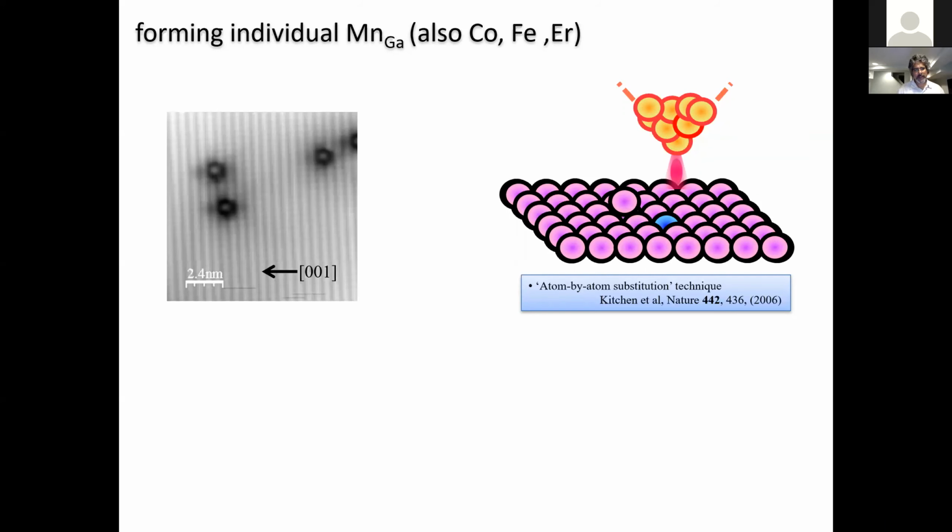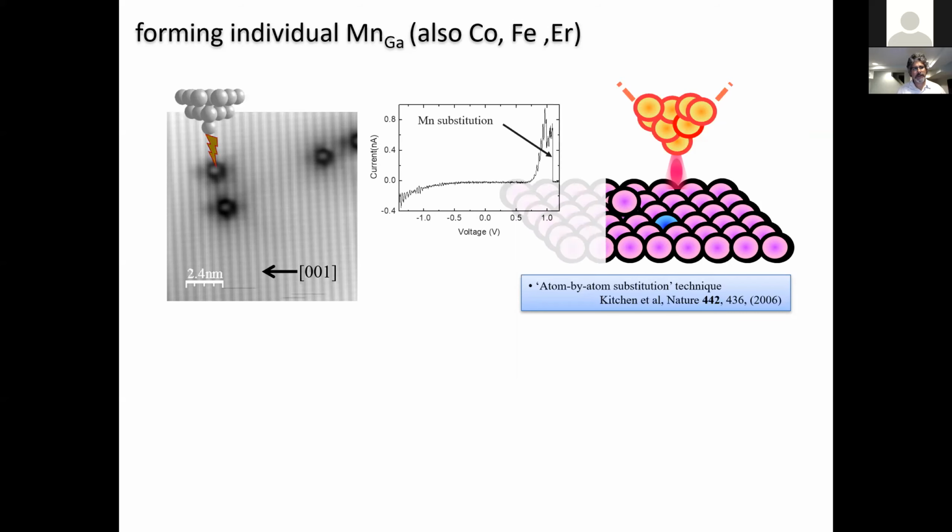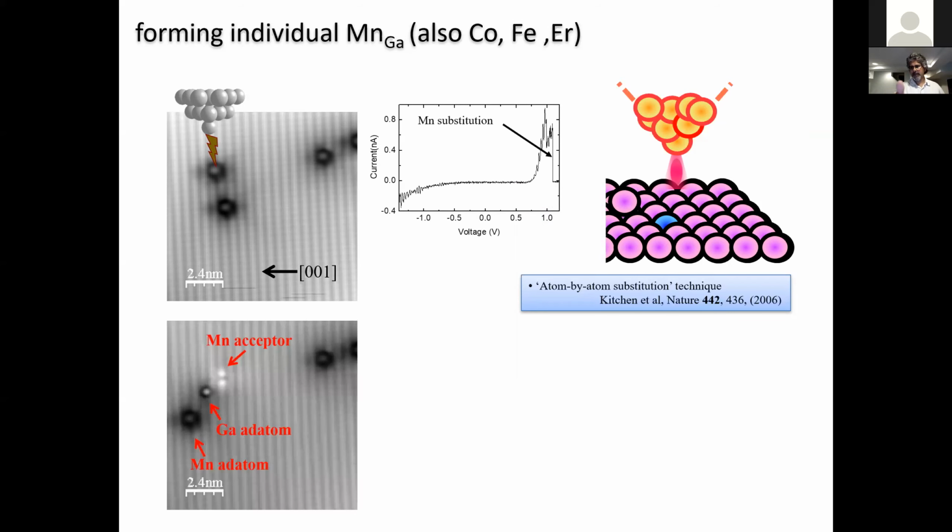This is an example where we took these 3 manganese atoms. Right now they're sitting on top of the surface. If you zap them with the STM tip, there's a discontinuity in the current that's associated with the manganese implanting into the surface. Now we have a new feature associated with the manganese in the surface, so it looks different. We also have this little new spot that's created. That's a gallium atom that got kicked out from the surface and is now sitting on top.